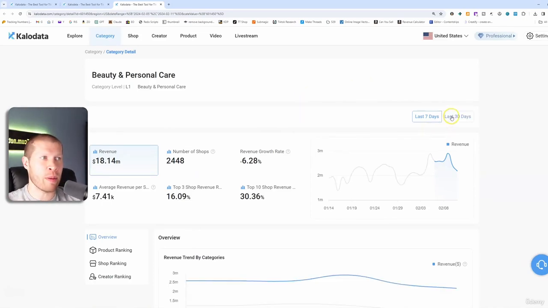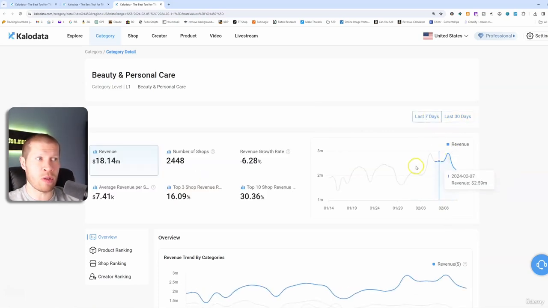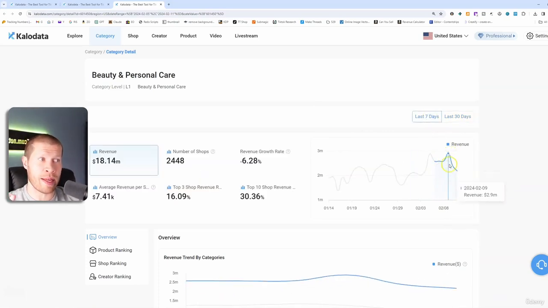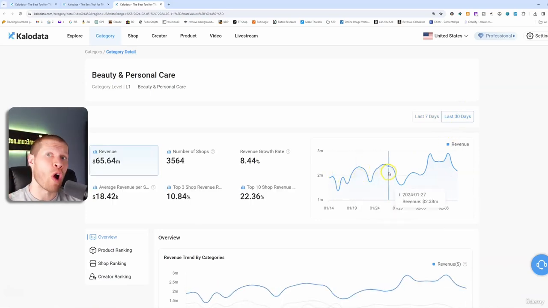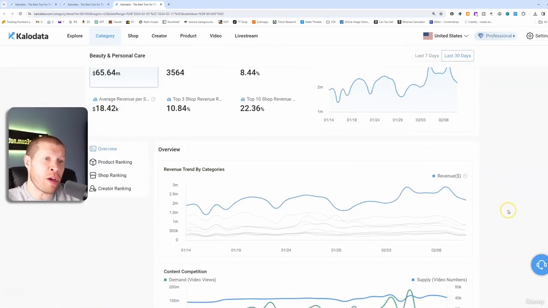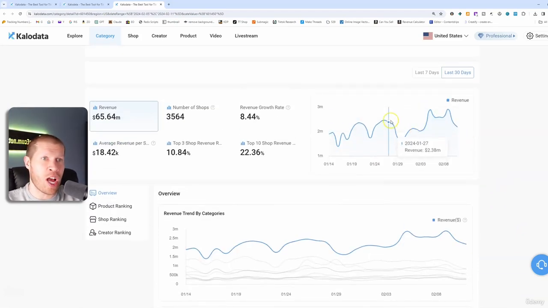So if we expand beauty and personal care out 30 days, if you look at it from 7 days, it looks like the actual sales are starting to go up, but then they tank. But if you expand and extrapolate that out, it's really been consistent and growing over time, which is another indicator that sales on TikTok Shop in general are growing currently, and there's a massive opportunity.